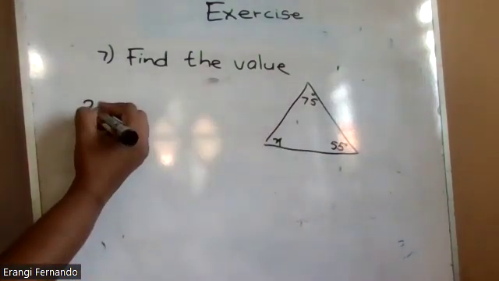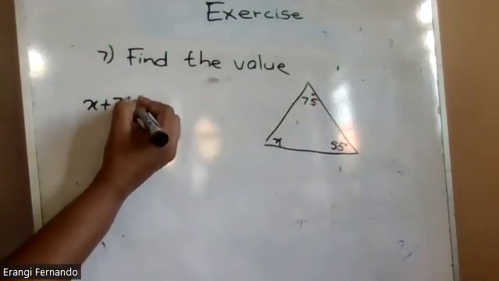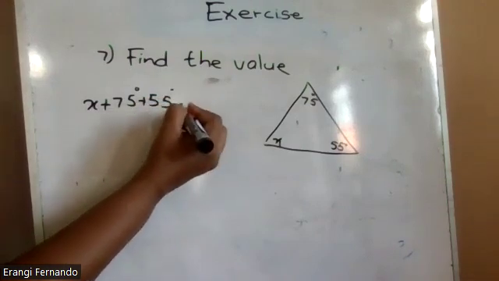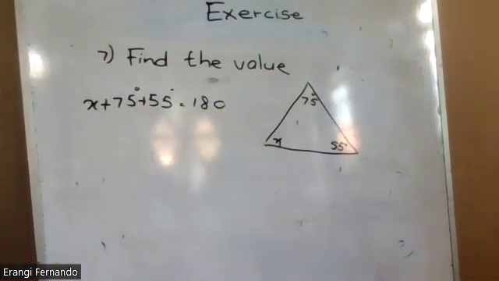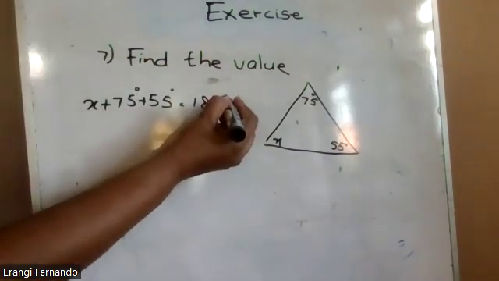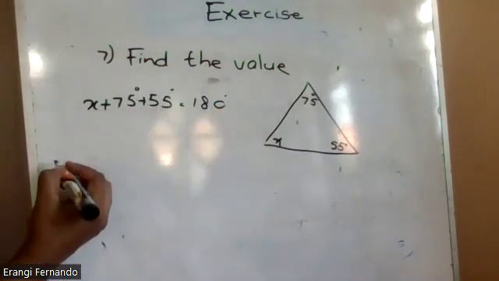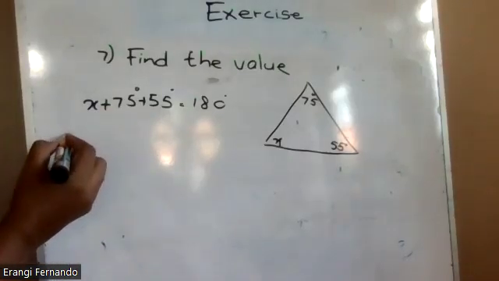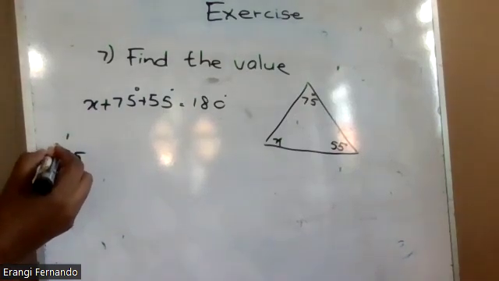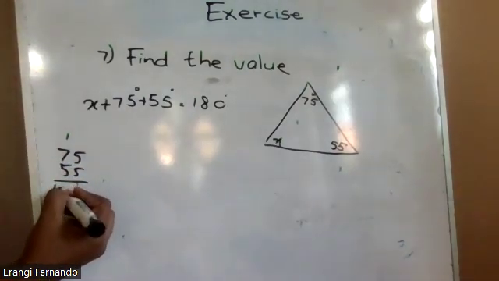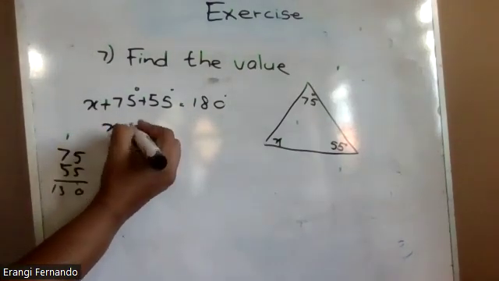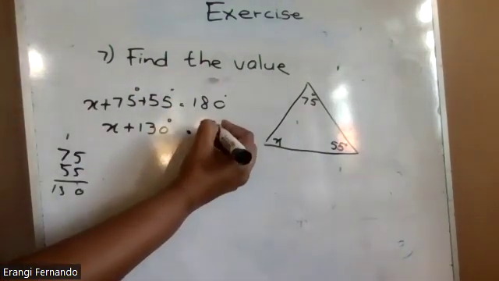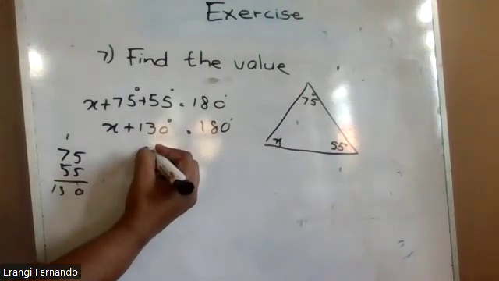So we'll write x plus 75 degrees plus 55 degrees equal to 180 degrees. Let's add 75 plus 55. 5 plus 5, 10. 1 remains. 1 plus 7, 8. 8 plus 5, 13. 130. So x plus 130 degrees equals 180. You have to find the value of x.